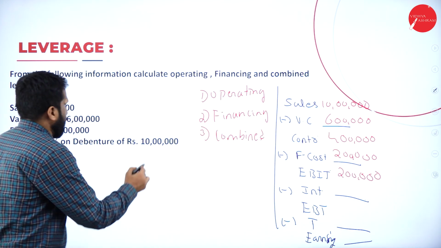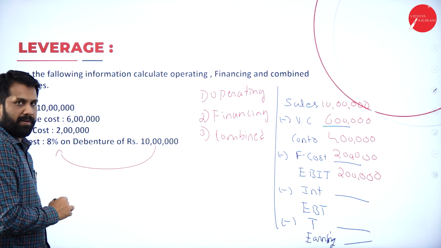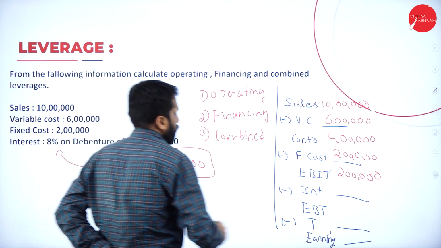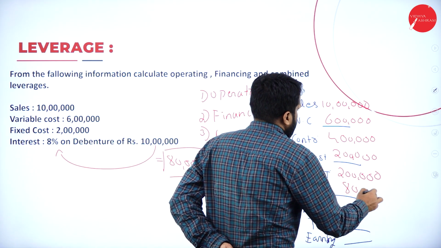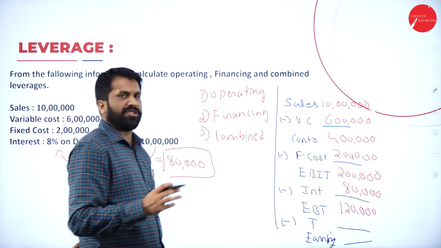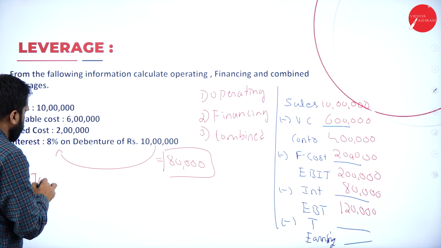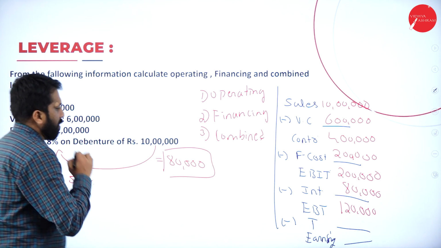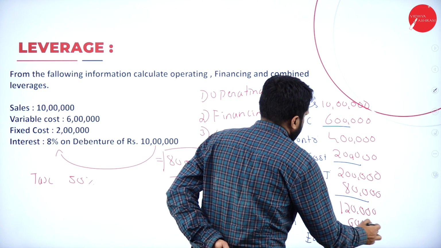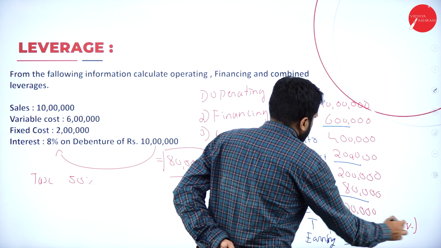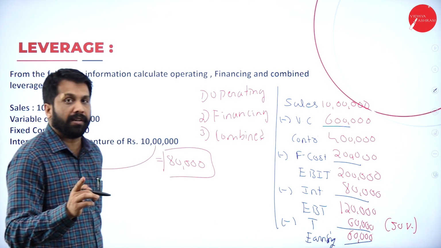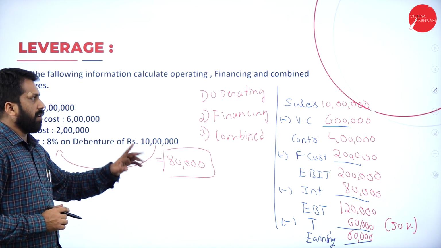Interest. See, 10 lakh loan you have taken at 8%. It will be how much? 80,000. So 80,000 interest. 2 lakh minus 80,000, 1,20,000. Just assume that tax rate is 50%. Now, 1,20,000 minus 50%, it is 60,000. So it will be 60,000. Hope you are clear. Good. This is all about your calculation.